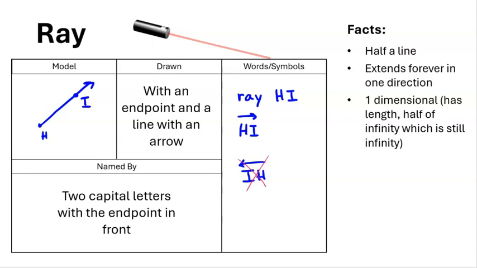And rays are also one-dimensional. They only have length, and it's half of infinity, which is still infinity, so it still goes on forever. So the length of a ray is also infinite.